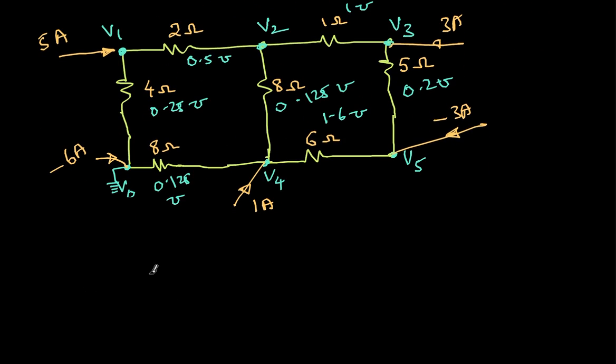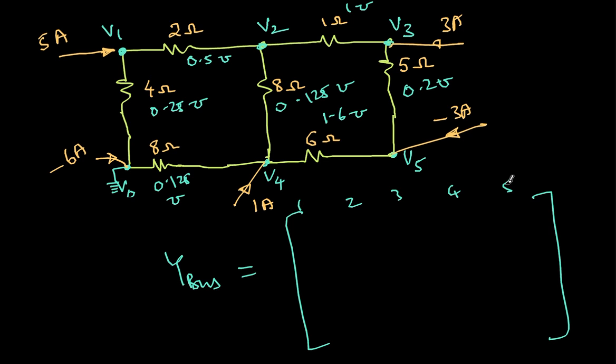So now I can make the Ybus. What is Ybus? How many nodes are there? 1, 2, 3, 4, 5. This node doesn't count, it is like a ground. So I have 5 nodes: 1, 2, 3, 4, 5. So let me draw the lines also.